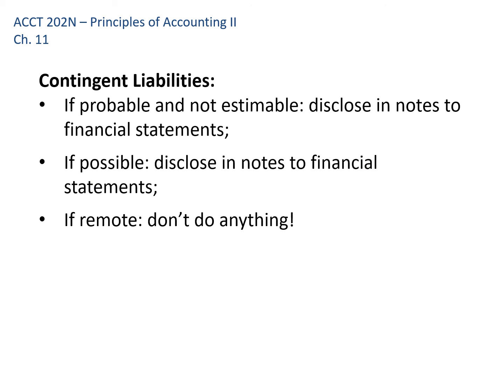If it's just probable but we can't estimate it, then we just disclose it in the notes to our financial statement. We say we got sued. It's probable that we'll have to pay something out, but it's too early. We have no information on what we might have to pay, so we disclose that to our shareholders. If it's possible, we disclose it in the notes to the statements, and if it's remote, we don't do anything. We don't record anything or disclose anything.